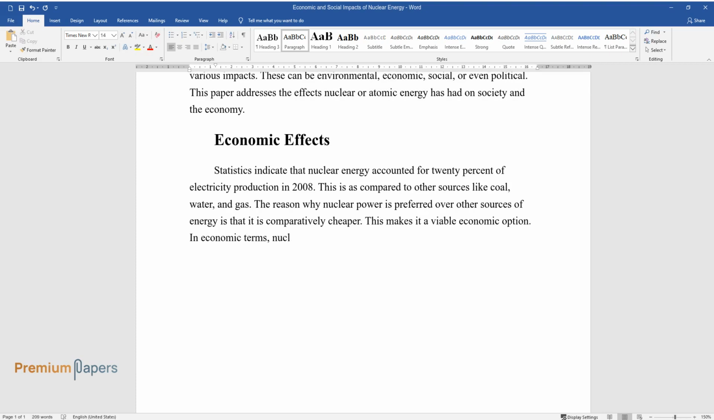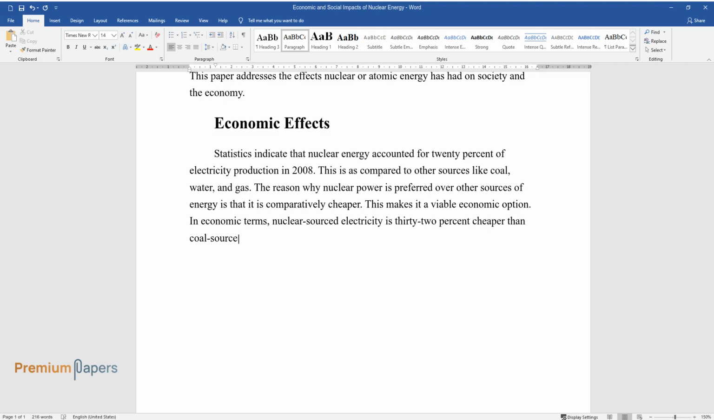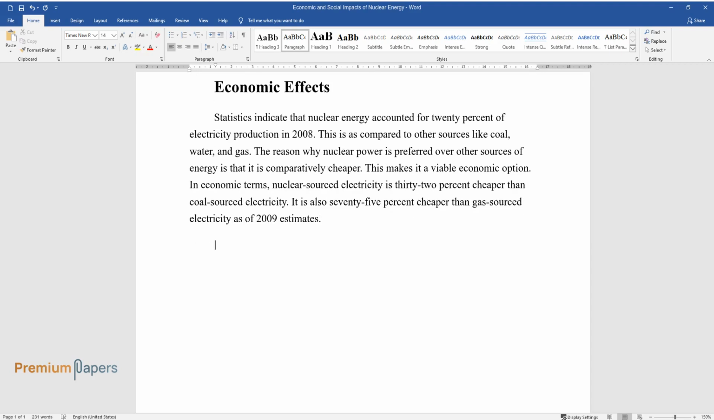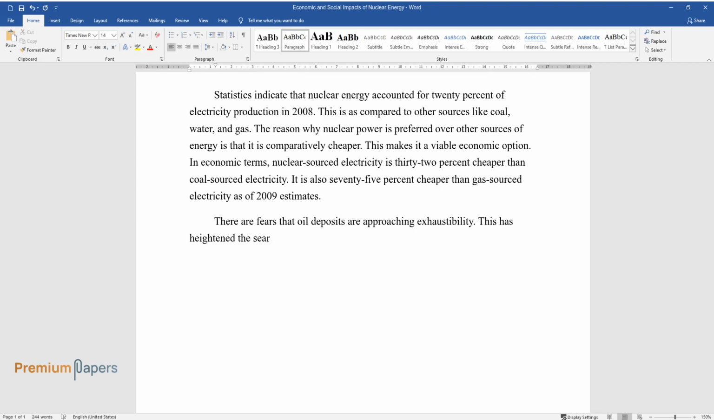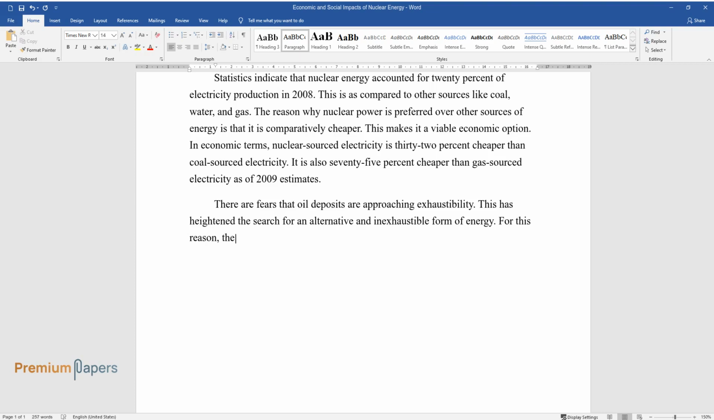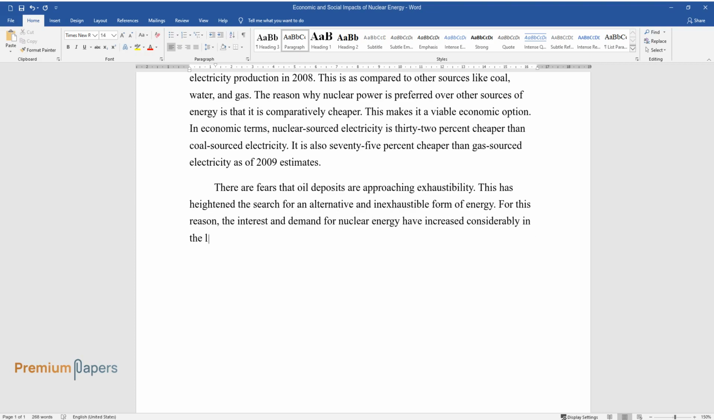In economic terms, nuclear-sourced electricity is 32% cheaper than coal-sourced electricity. It is also 75% cheaper than gas-sourced electricity as of 2009 estimates. There are fears that oil deposits are approaching exhaustibility. This has heightened the search for an alternative and inexhaustible form of energy. For this reason, the interest and demand for nuclear energy have increased considerably in the last decade. This push is aimed at cushioning the shocks that are usually accompanied by gas shortages.